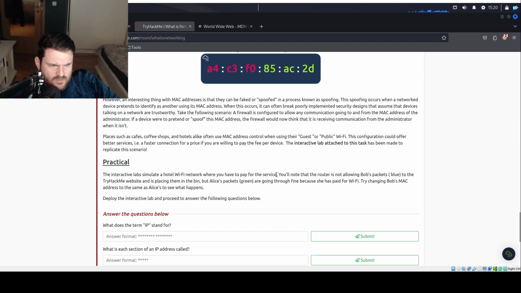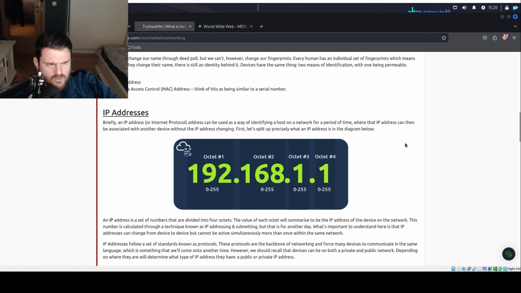You'll note that the router is not allowing Bob's packets, which are blue, to the TryHackMe website and is placing them in the bin, but Alice's packets, which are green, are going through fine because she has paid for Wi-Fi. Try changing Bob's address to the same as Alice's to see what happens. Deploy the interactive lab and proceed to answer the following questions below.